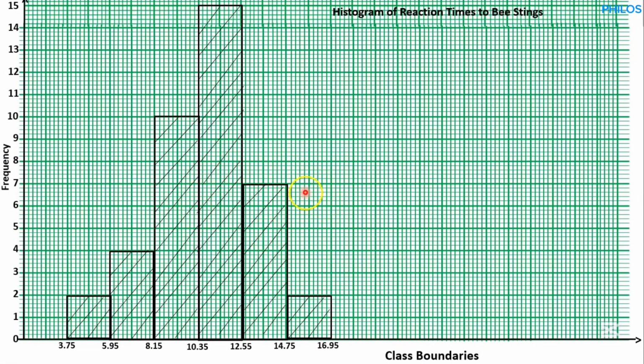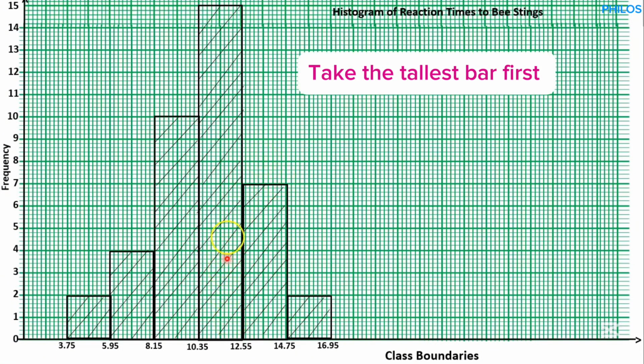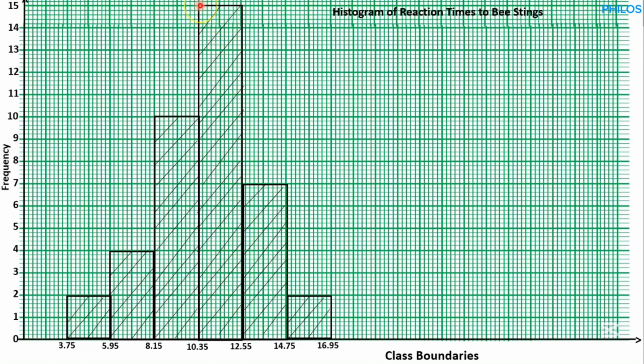So that's how to draw a histogram. But the question says we should use our histogram to estimate the mode. Now, to do that, we are going to use a particular method. This is what you do. For the highest bar, you stand at the edge here, this edge.